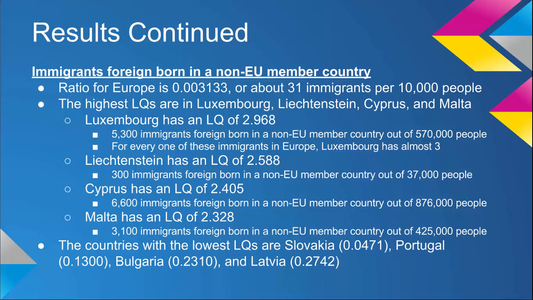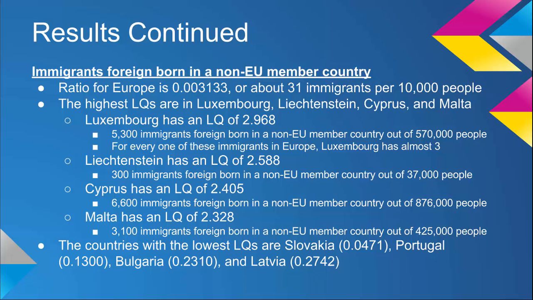For immigrants foreign-born in a non-EU member country, the ratio for Europe is 0.003133, or about 31 immigrants per 10,000 people. The highest LQs are again in Luxembourg, Liechtenstein, Cyprus, and Malta. Luxembourg has an LQ of 2.968, so for every one of these immigrants in Europe, Luxembourg has almost 3. Liechtenstein has an LQ of 2.588, Cyprus 2.405, and Malta 2.328. The countries with the lowest LQs were Slovakia, Portugal, Bulgaria, and Latvia.